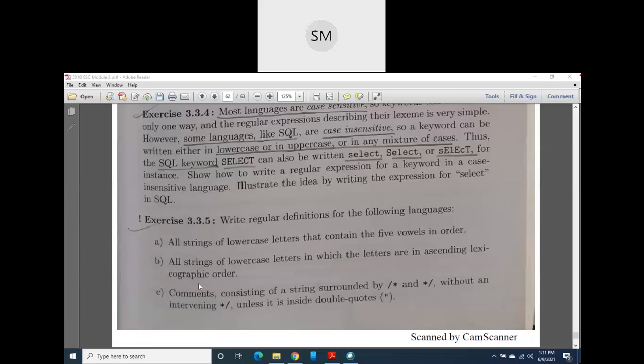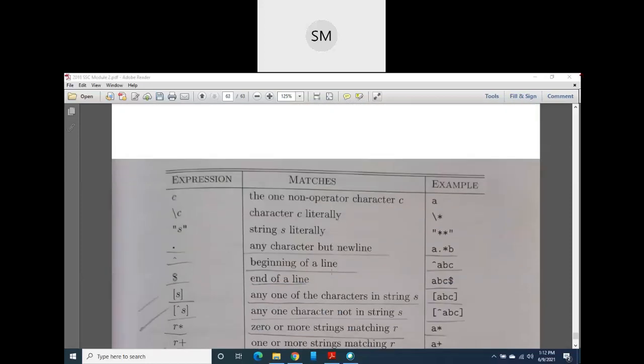Similarly, the third one: comments consisting of a string surrounded by slash star and star slash without an intervening star slash unless it is inside double quotes. It means you want to write a regular expression or regular definition for comment lines which begin with a slash star and end with a star slash. Is it clear? So these all are homework for you. Today you try them and send me the homework.